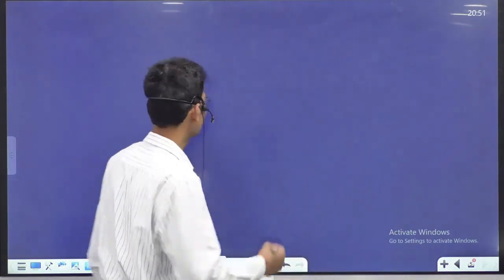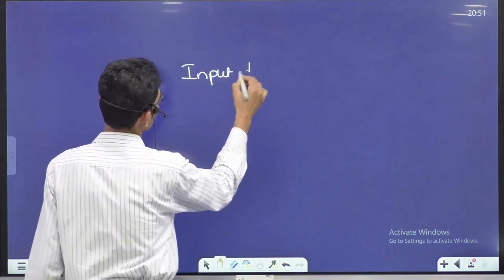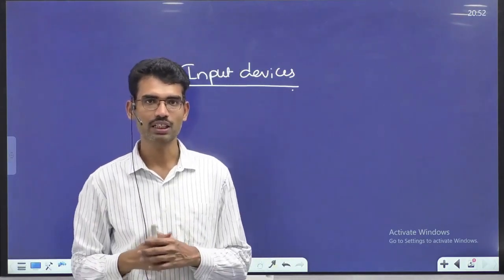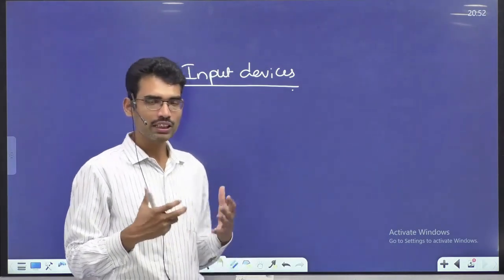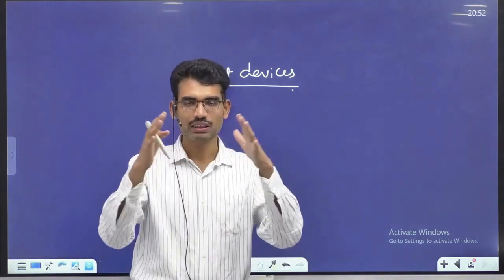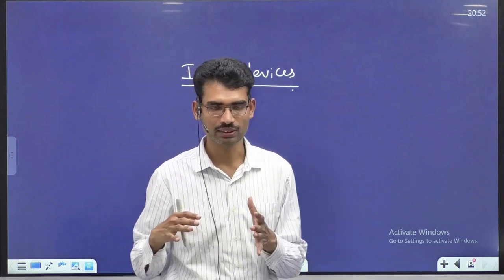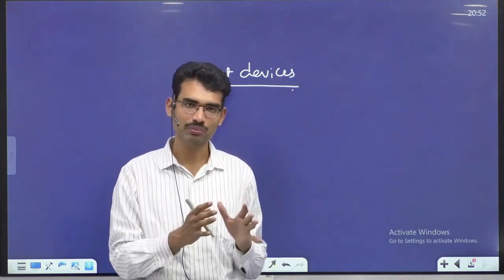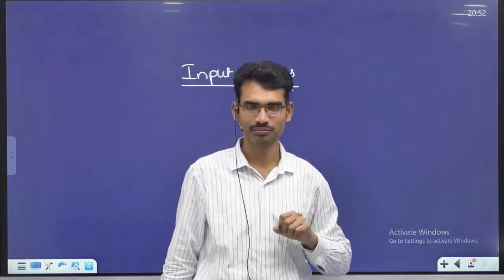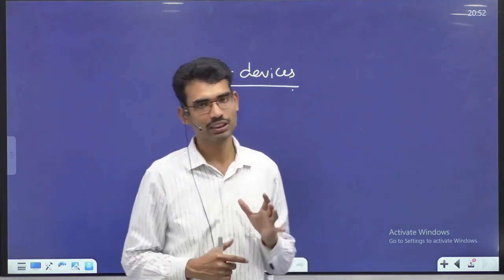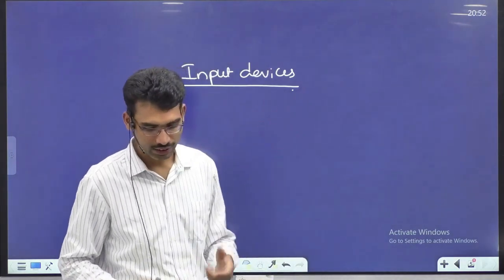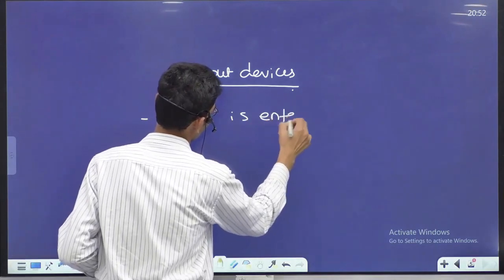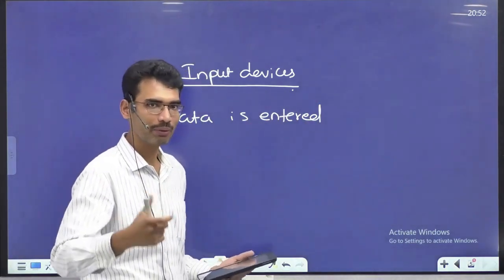There is another way of looking at the different types of computer hardware, that is input devices and output devices. What does input device mean? The central processing unit takes the data from the input devices, and after converting data into information, it passes that information to the output device. And this output device has different types of devices. When it comes to input devices, data is entered into the main memory, into the central processing unit, memory unit.